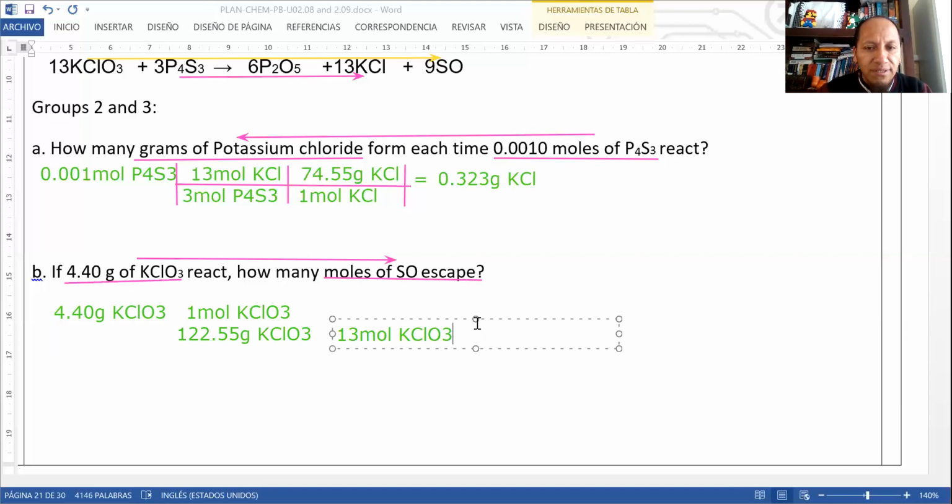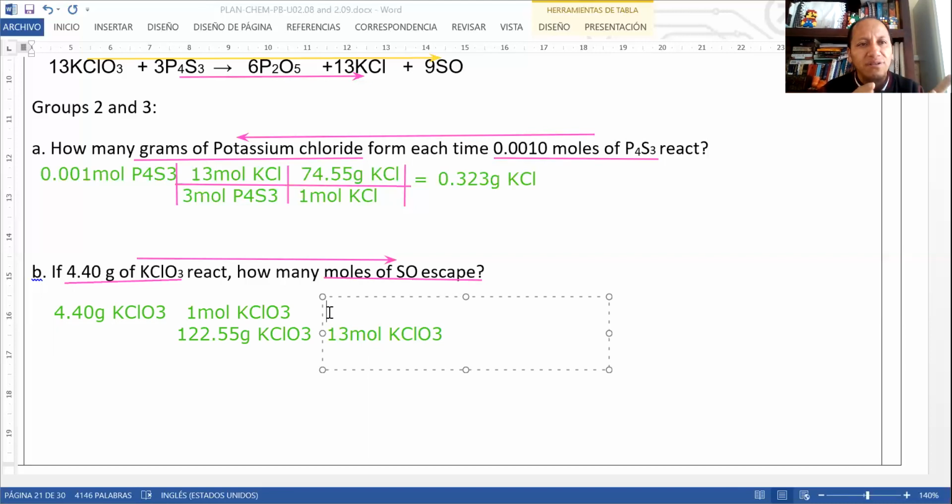And in the upper part, exactly, it says that 13 moles of KClO3 are related with 9 moles of SO. That's all we need because the question is only asking about moles, not grams. If it was grams, you would have to do an extra step.